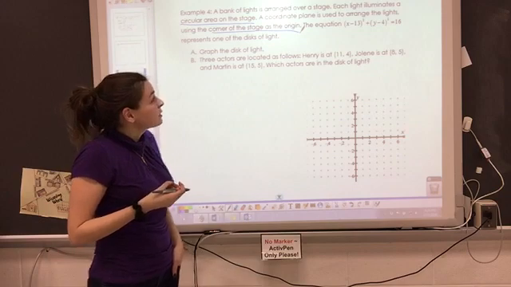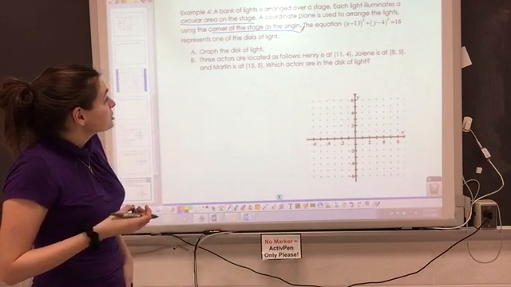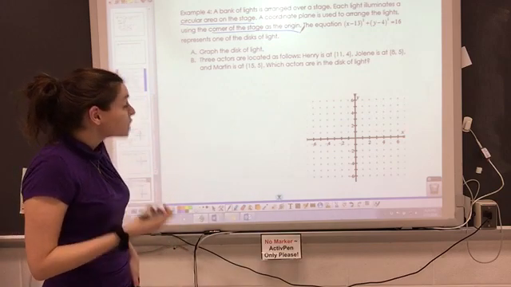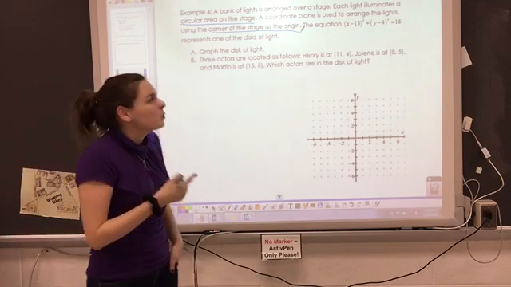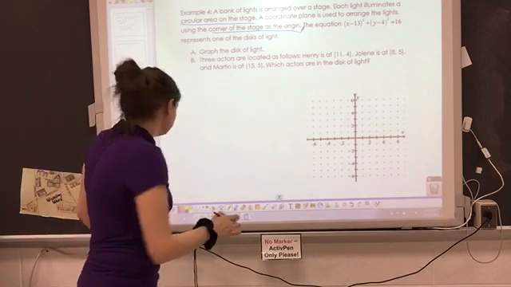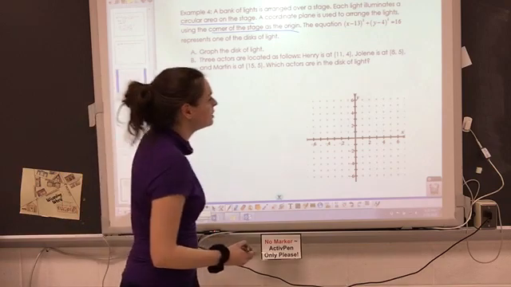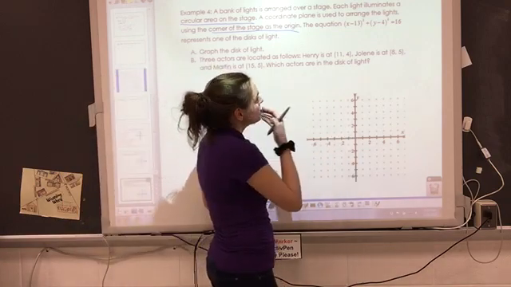Three actors are looking at the following. Which actors are in the disc of light? Okay, so first thing I messed up on was my scale. I am so sorry. So let's change the scale on my graph.